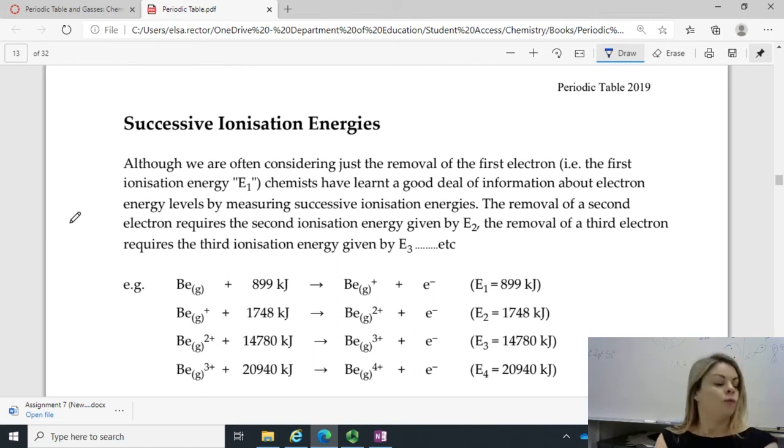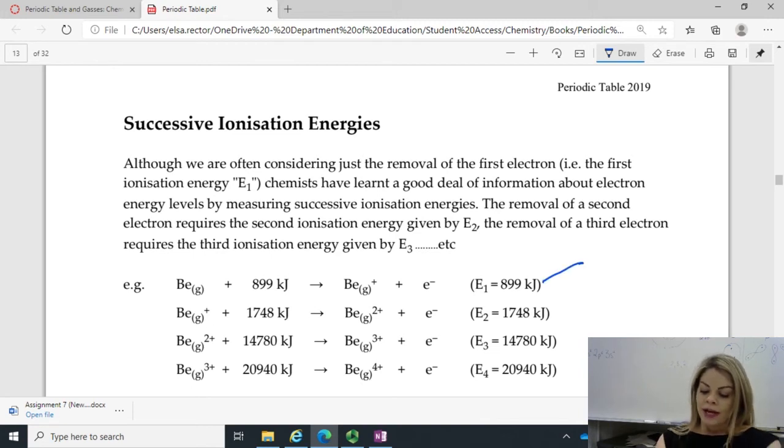Okay. We don't only look at the first ionization energy, we look at the second and the third and etc. Okay? So first ionization energy is the energy required to remove the outermost electron. Second ionization energy is the energy required to remove the next one once you've removed the first one. Yeah? Okay. So if we look here at beryllium, we can look at the amount required.